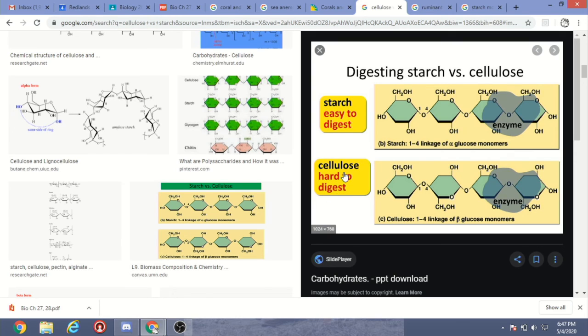You can try to eat the grass and cellulose fibers all day long, but you're not going to get energy from it because we do not have enzymes. Our bodies don't make it. Animals don't make enzymes that break these bonds here. And what's really cool is that there's bacteria that can do that.